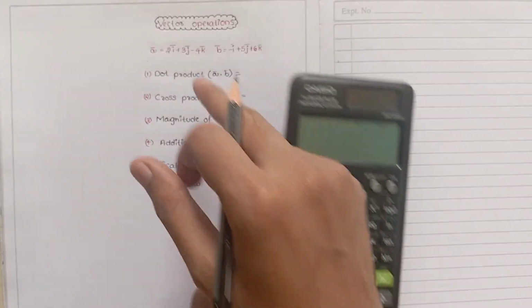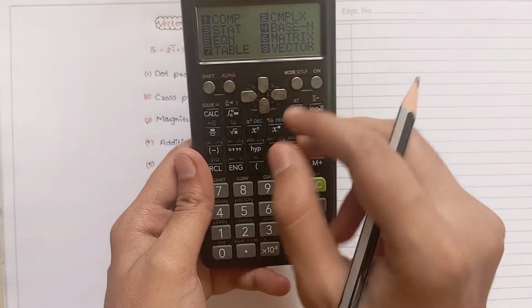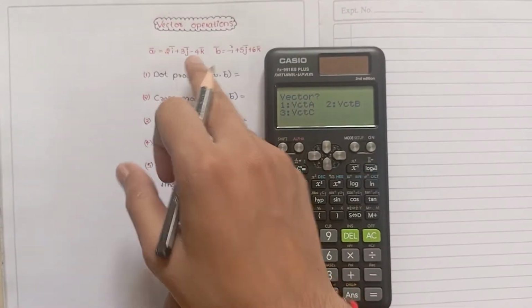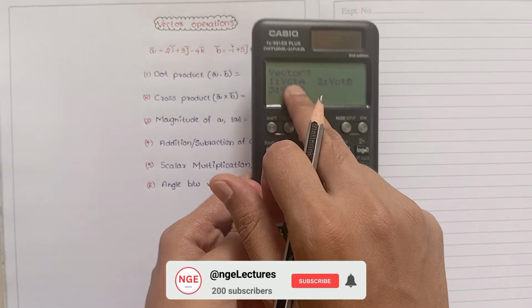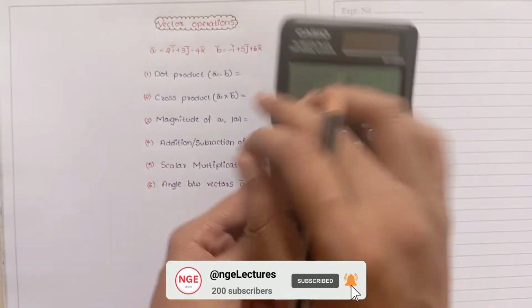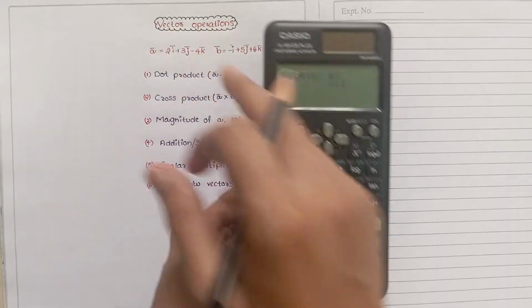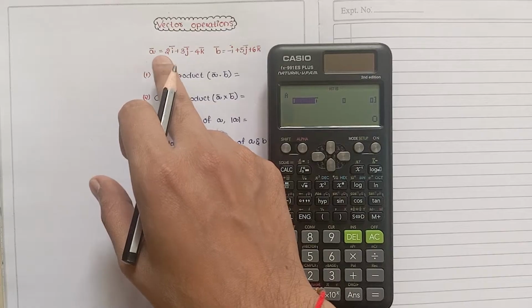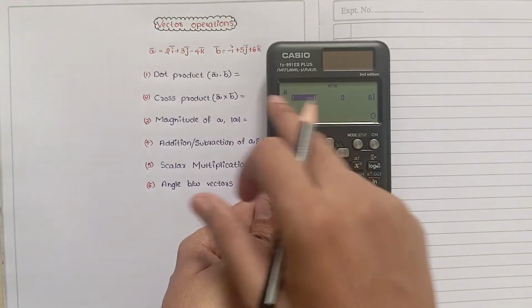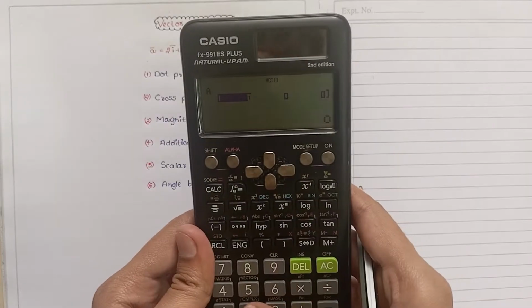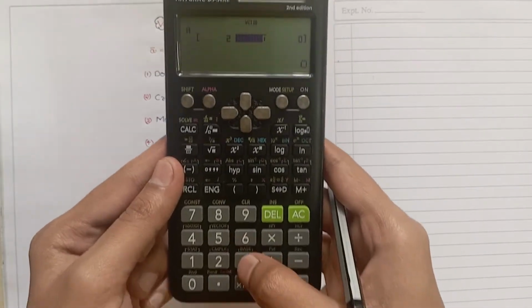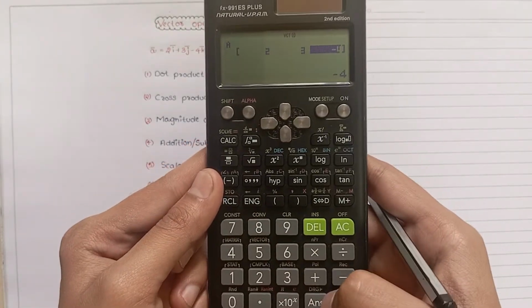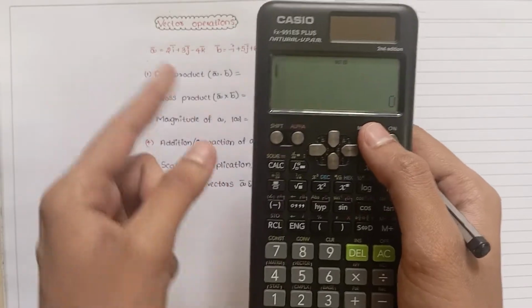For giving these two vectors to the calculator, press the mode button and select the vector option. We will store the vector a in vector A. Here we have three variables i, j, k. So we will select the first option. We will give the inputs of the vectors here: 2, 3, minus 4. Okay, vector a is stored.